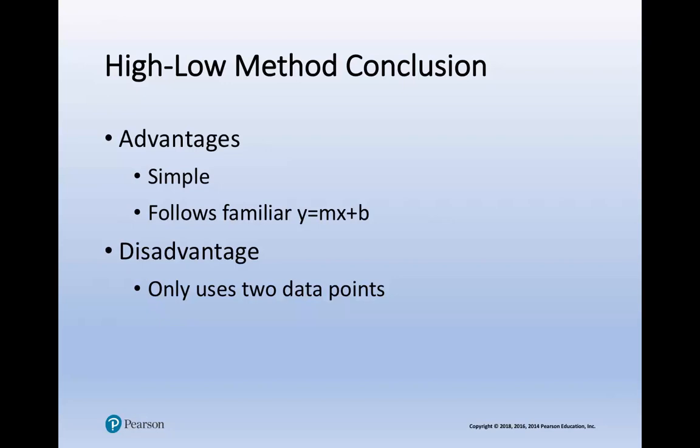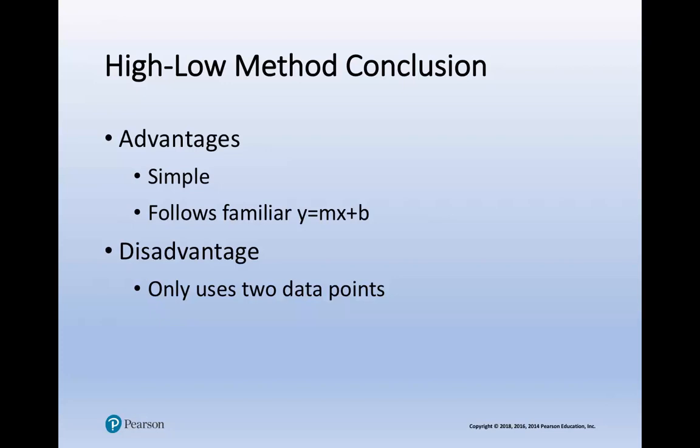So our advantages there, it's simple. It's only using two data sets. It follows the familiar y equals mx plus b. That's the mathematical way of doing it, the formula. For us, it's going to be our y equals V, variable rate, times x, which is our number of output or our amount of activity, plus, instead of b, for our purposes, we're going to say F, which is our fixed cost. Disadvantages, it only uses two data points.